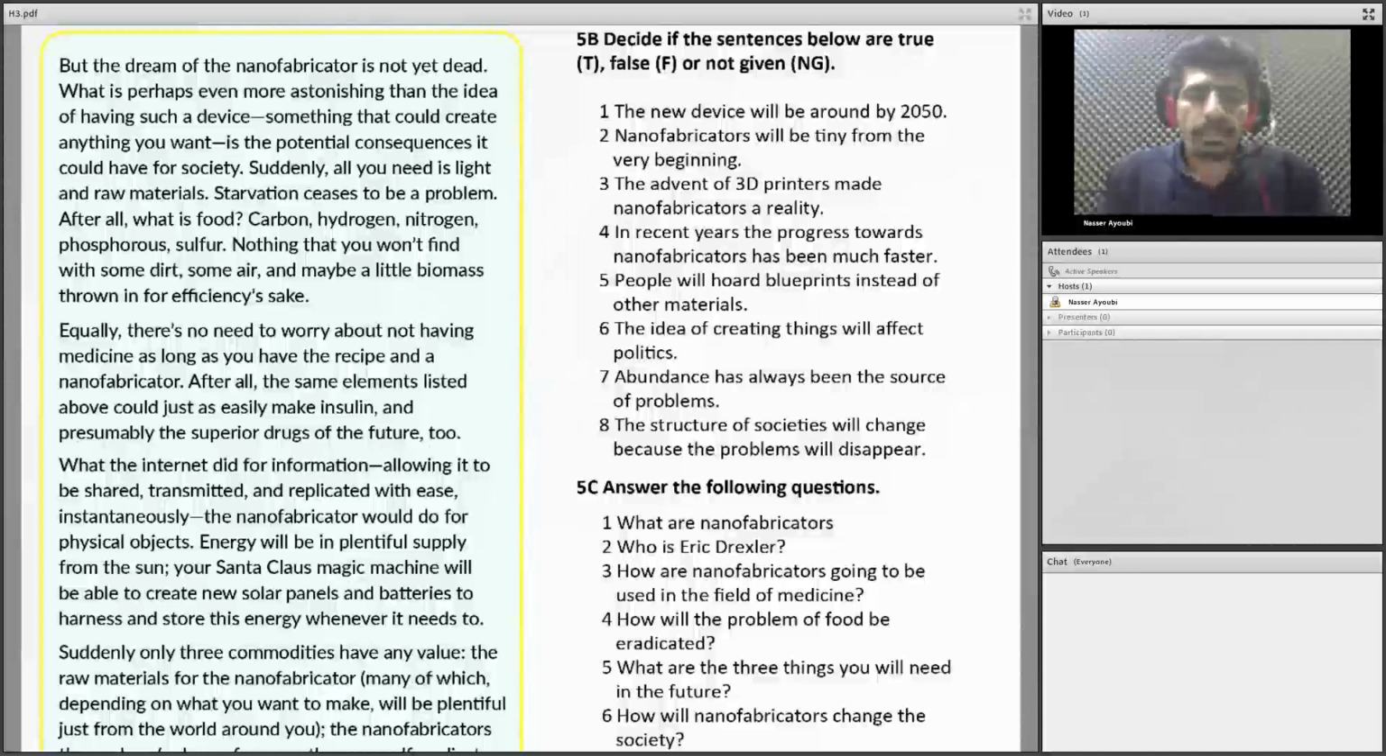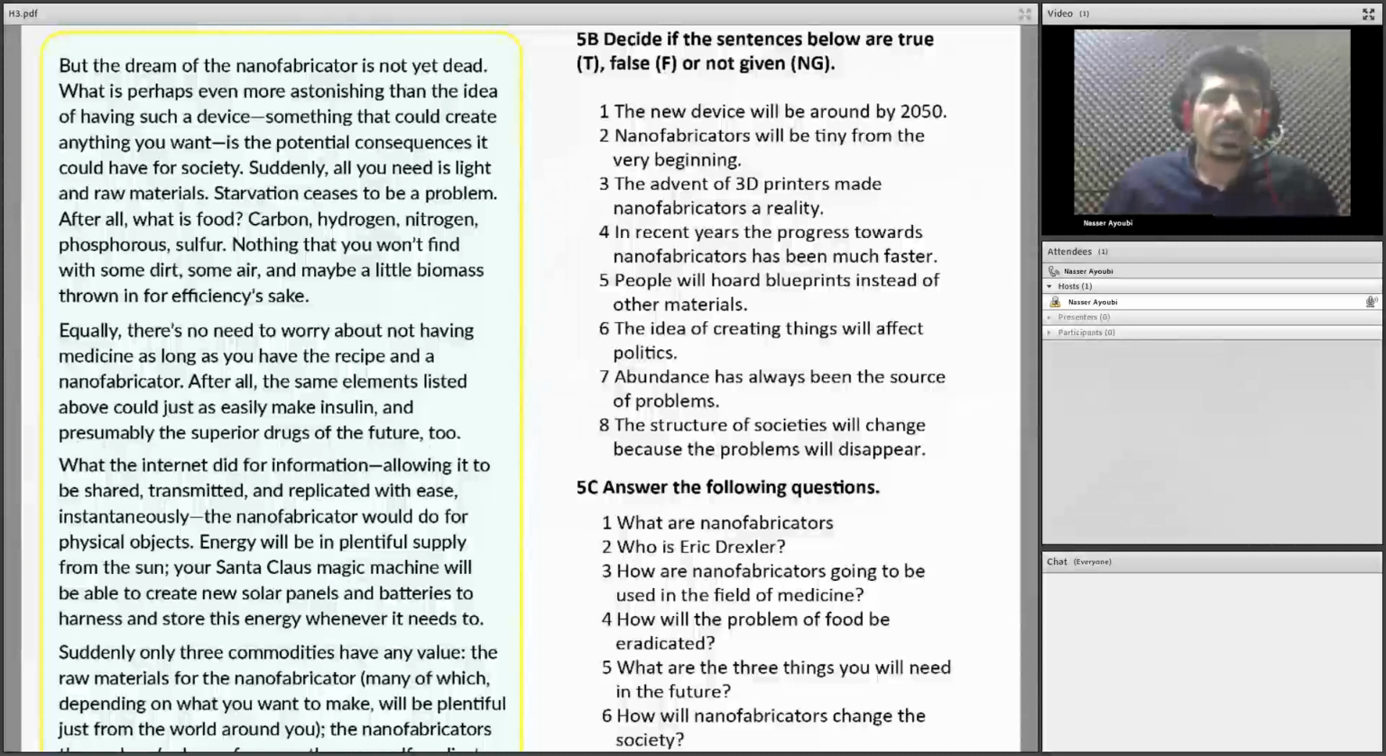So what is more surprising than the idea of having such a machine is that its potential, its probable results, will be so astonishing. Why? Because suddenly all you need is light and raw materials to produce whatever you want.